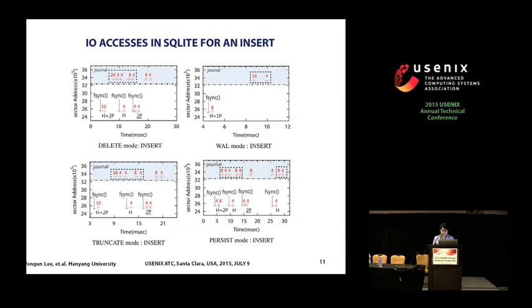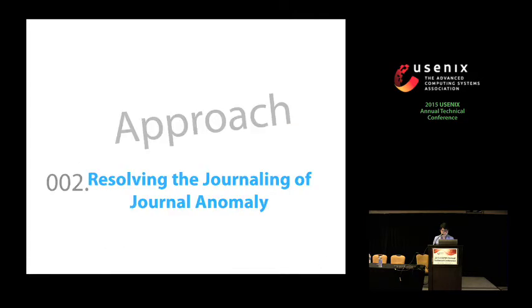This is observed on all journaling modes of SQLite. Such I/O traffic is considered bad for overall performance. We reviewed the ways to write in the file system, hoping to get insights on solving the journaling of journal anomaly.